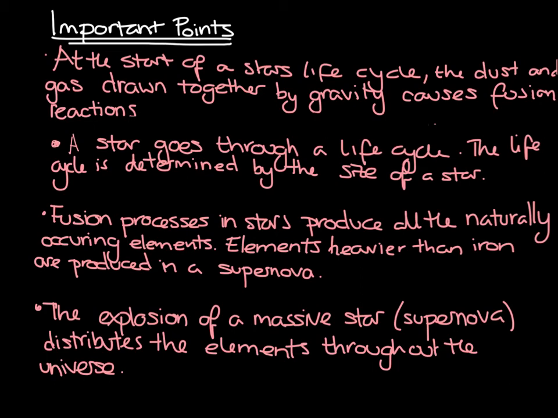Next point, that has to be somewhere in your summary notes. A star goes through a life cycle. The life cycle is determined by the size of the star. So a star doesn't stay the same all the way through its life, and the cycle that it goes through is determined by its size.